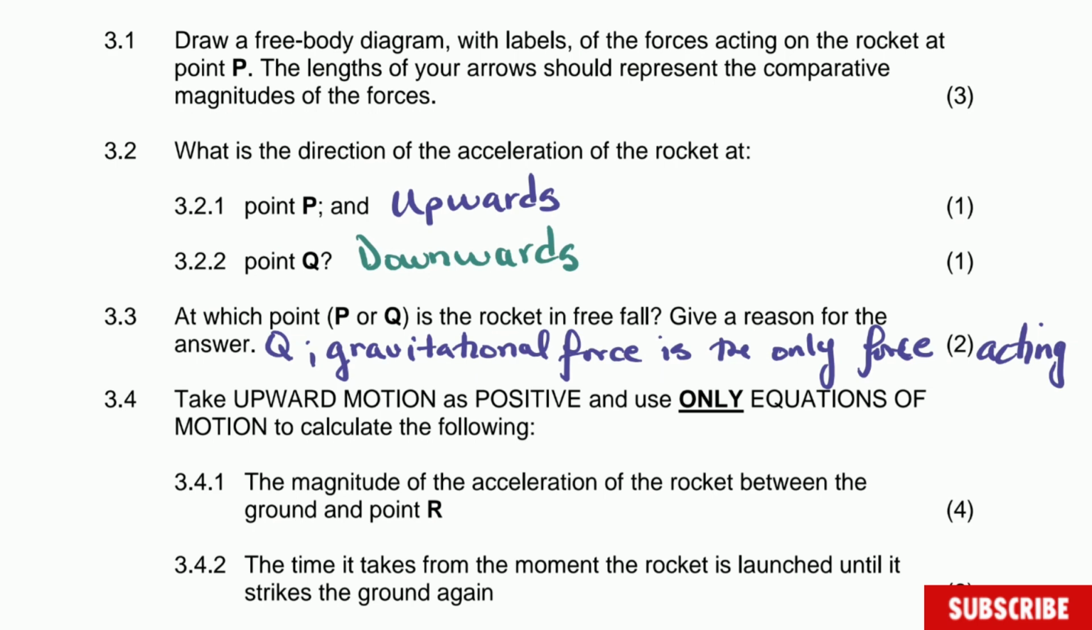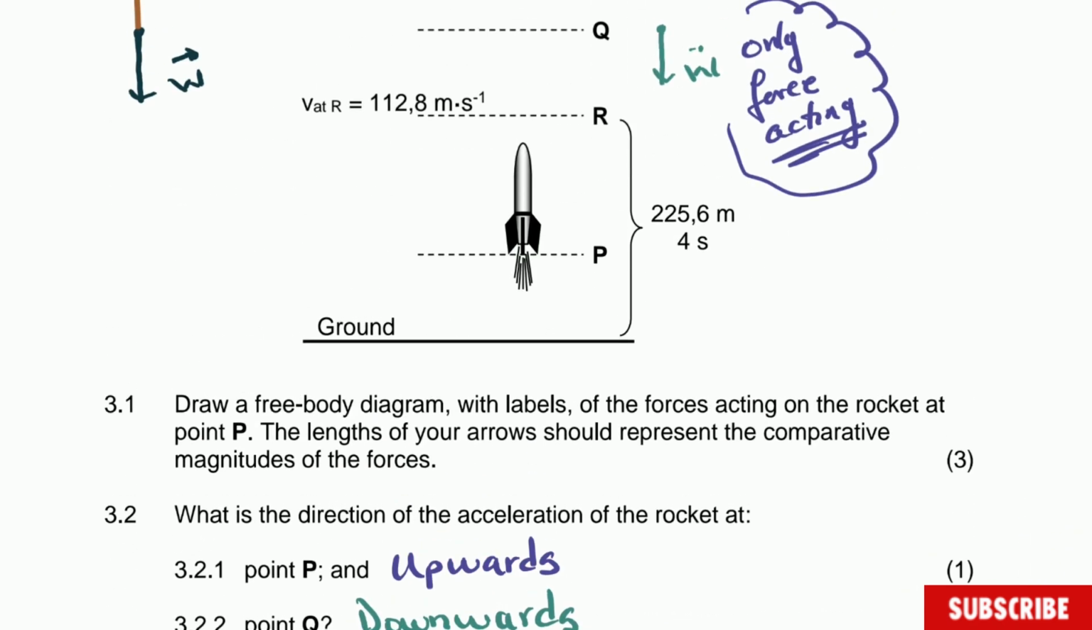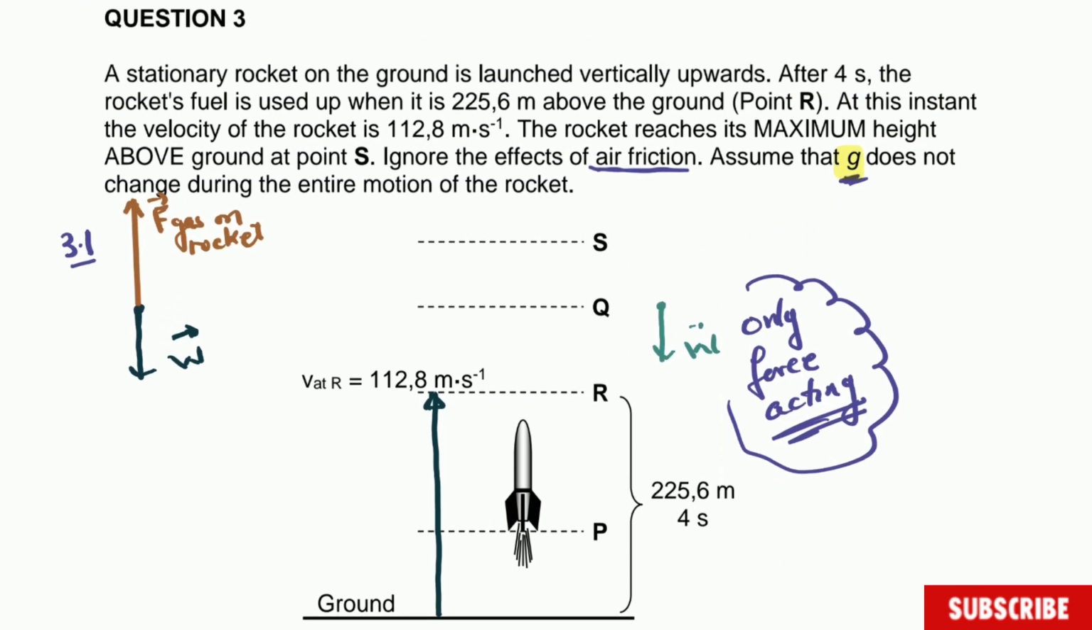The magnitude of the acceleration of the rocket between ground and point R. Note the following. At that distance between ground and point R, the object is not in free fall. So the acceleration is not the acceleration due to gravity. So we have to use equation of motion that you did in previous grades.